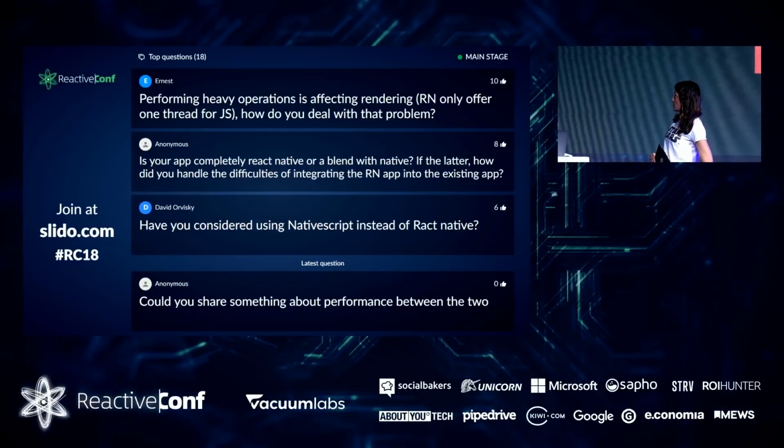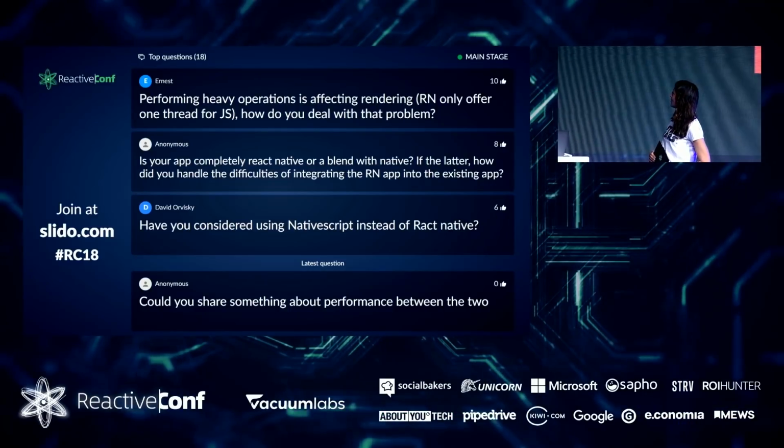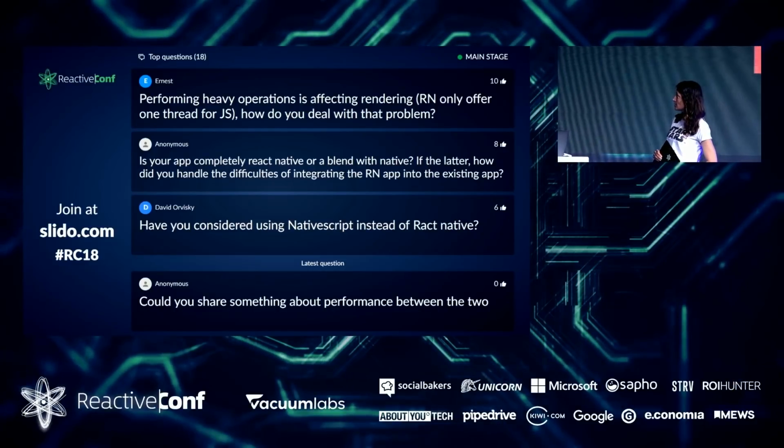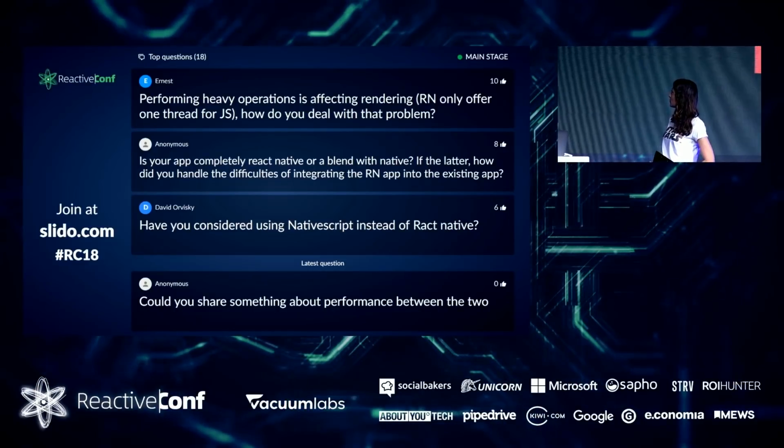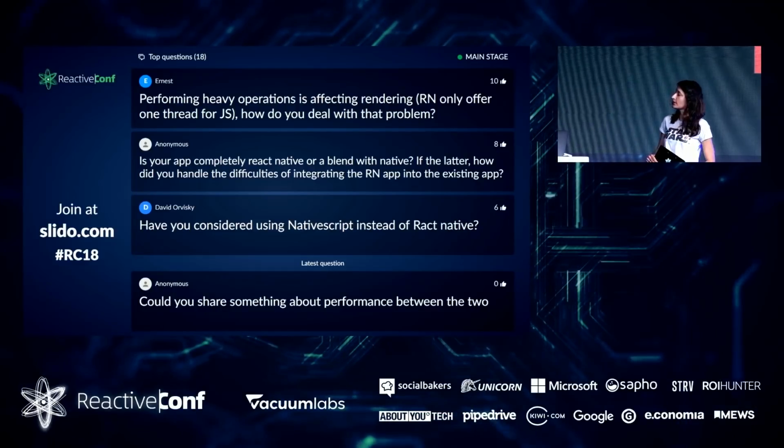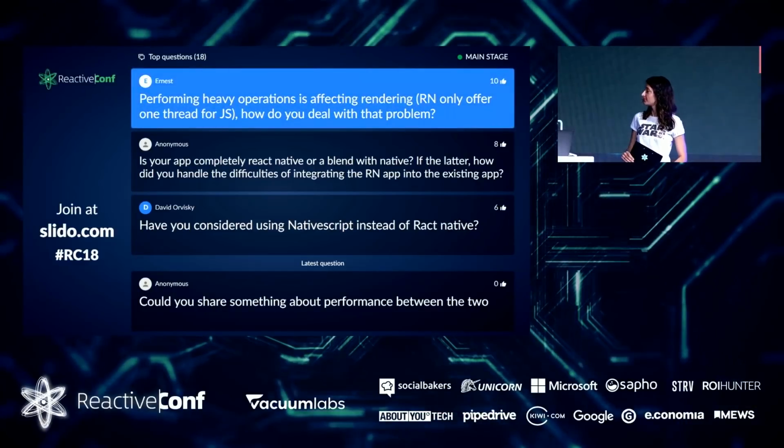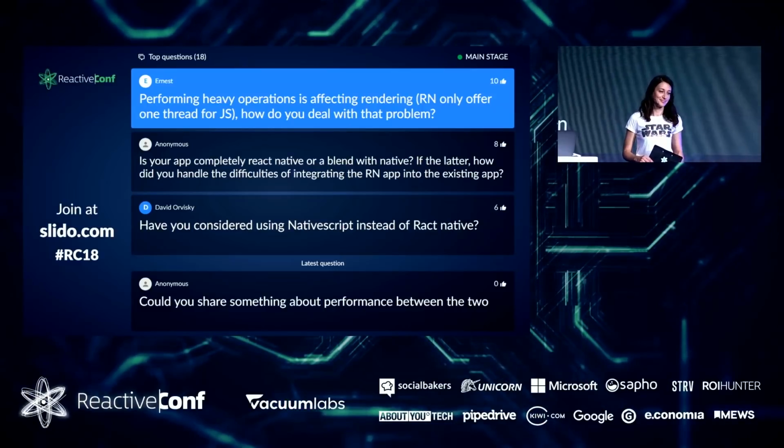Then there is one more that people would like to get answers on. Performing heavy operations is affecting rendering. React Native only offers one thread for JS. How do you deal with that problem? So there are actually quite a few libraries by now. The main heavy things on the JS thread would be animations and possibly some heavy native operations. To be honest, we don't have any computation heavy things that would stop it, but especially gesture handling and animations have been problematic, and navigation actually. Those are the three main things.